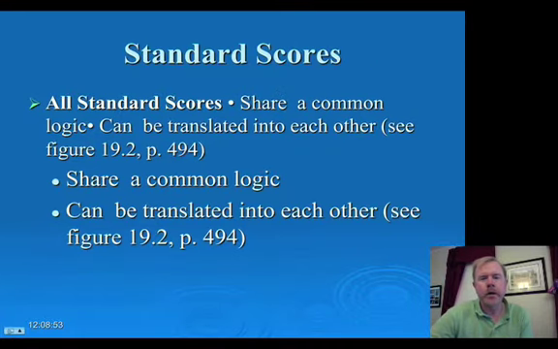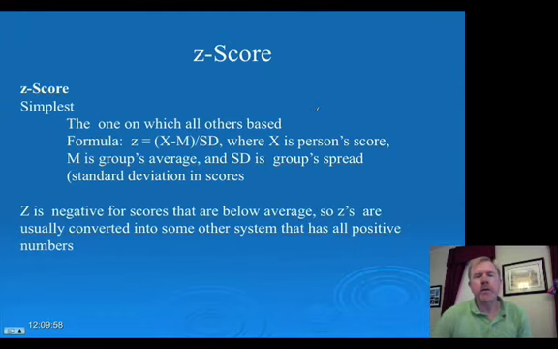Okay, so figure 19.2 on page 494 in the 9th edition, I believe, and you can go back to that chart. You should have that out anyway. So the z-score, of course, is the simplest score, and it's the score upon which all others are based. And this is just the expression in standard deviation units. I've covered this pretty thoroughly already, so I'm going to keep going.